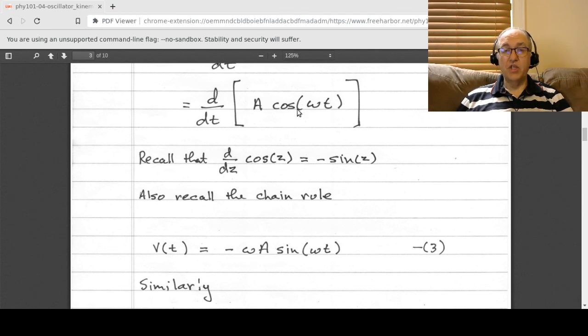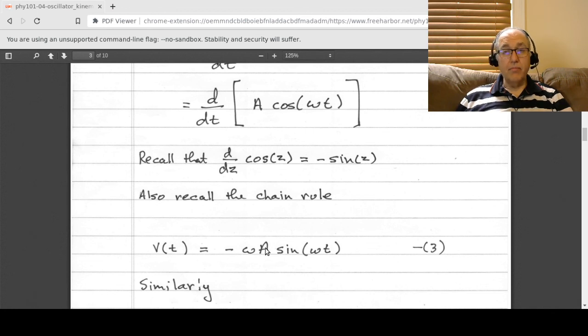After we differentiate the cosine with respect to omega t, we have to differentiate the omega t with respect to t. And omega t differentiated with respect to t is just omega. And so we get an extra omega out in front, okay? Just to summarize, differentiating this entire thing, we get the A out in front, we get the derivative of the cosine, which is minus the sine there, and then we have to differentiate the entire argument with respect to t, and we get an extra omega in front. Okay, so we can call that equation number 3. And what is that? There's the velocity as a function of time.